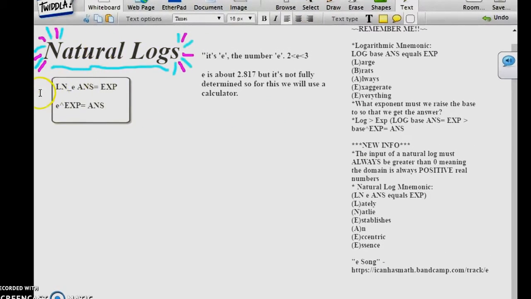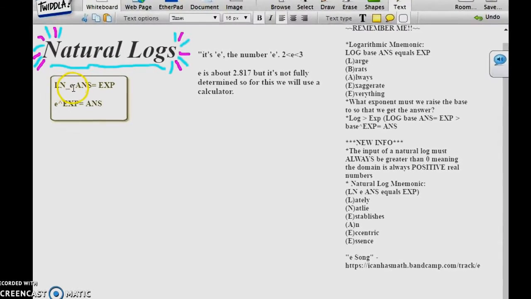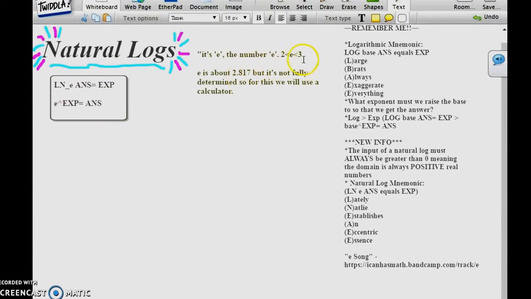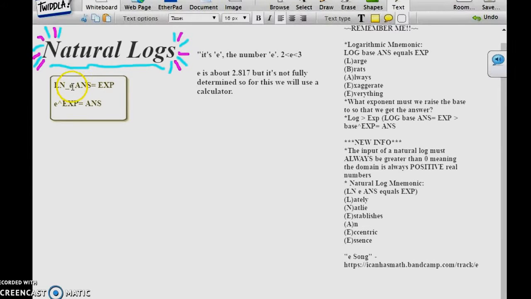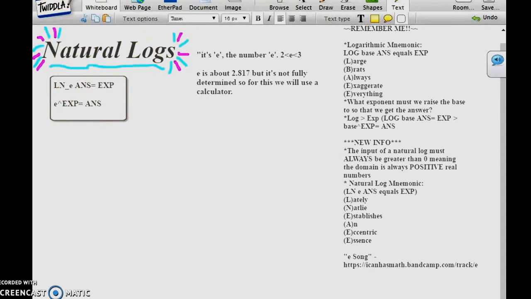So with a natural log, the base is always e, which is always the same constant, basically. Just like with a common log, the base can be absent, how 10 is in a common log. They call that a hidden base. But just know that with a natural log, it's always e.